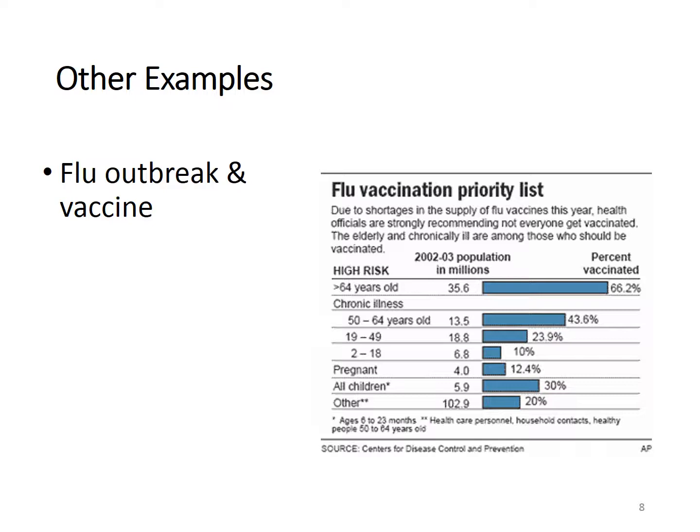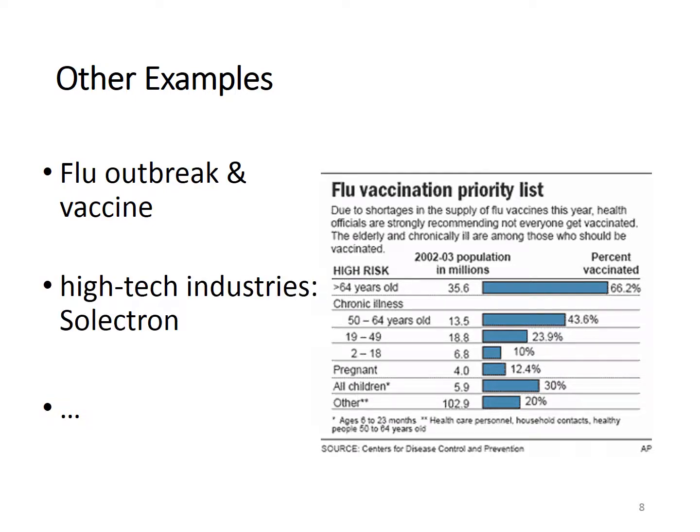Like what happened in the years 2004 and 2005 in the US when there was a severe shortage of supplies due to contamination, and rationing was imposed to limit the vaccination only to priority groups such as elderly, young children, and healthcare professionals. Shortages may also occur in high-tech industries because many companies use the same contract manufacturer. We'll talk more about the Selectron case later.